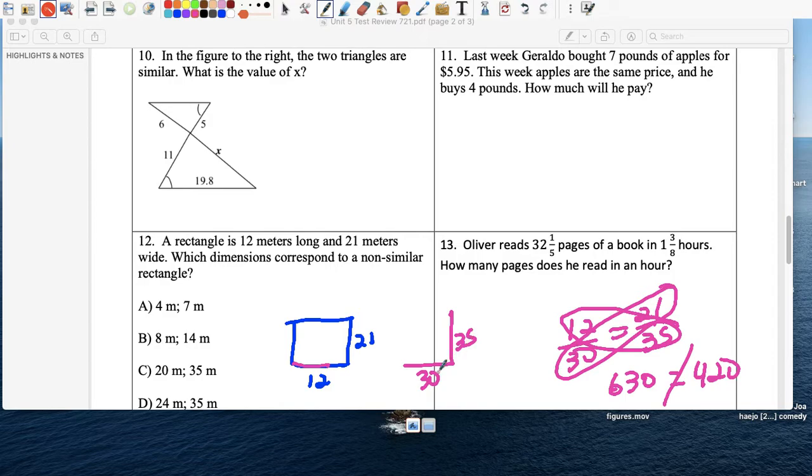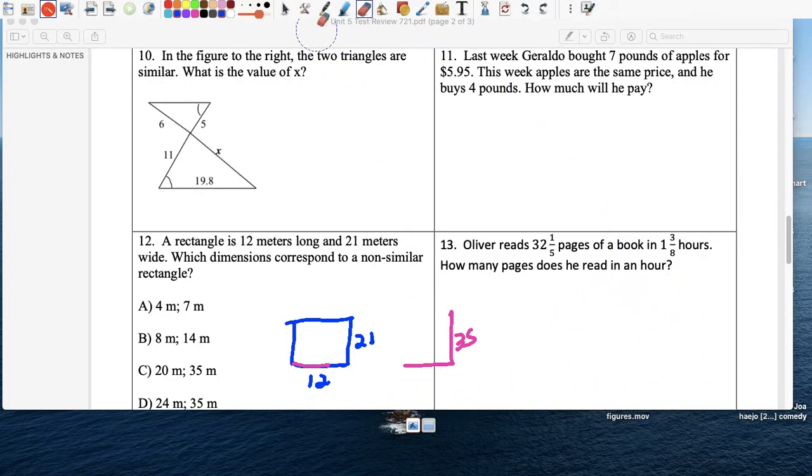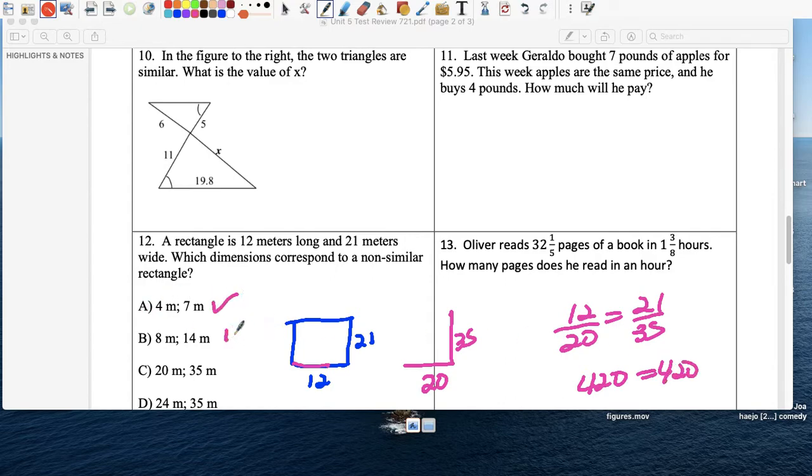Where did I get 30 and 35 from? Sorry guys. It's supposed to be 20 and 35, I apologize. So let's set up a proportion. 12 to 20 should be equal to the ratio of 21 to 35. So again, 12 times 35 is 420, and 20 times 21 is also 420. So this was similar, that was similar, that was similar.